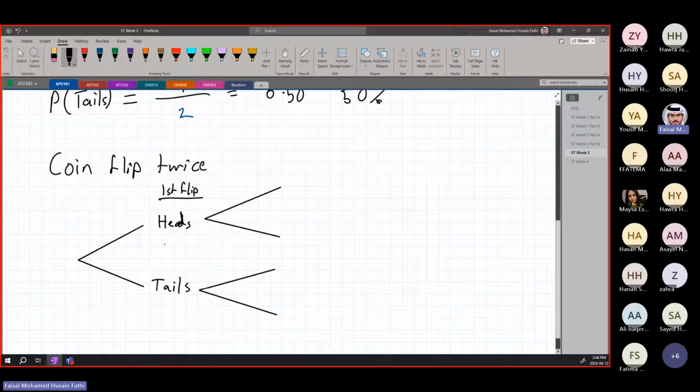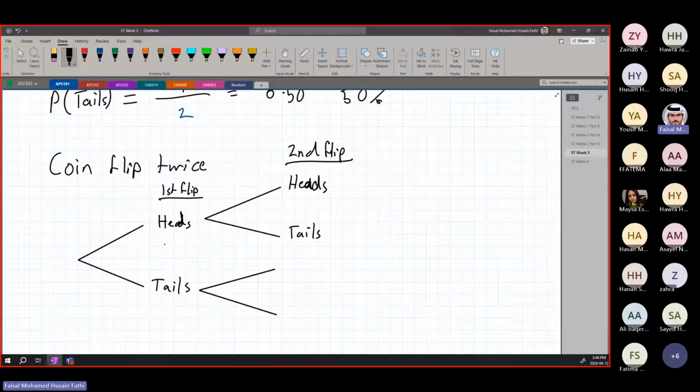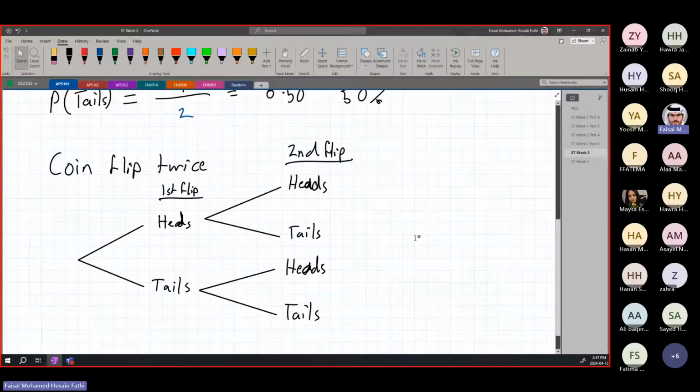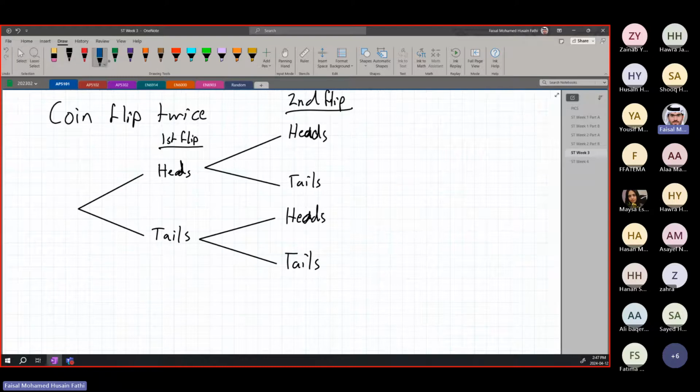Why? Because when we flip it the very first time, we have either heads or tails. The second time, we're going to have either heads again or tails. This is our second flip. What does this mean? If we flip it the first time and get heads, then if we flip it again, we can get either heads or tails. And if we flip it the first time and get tails, we flip it again and can get either heads or tails. So this is going to be our sample space now.